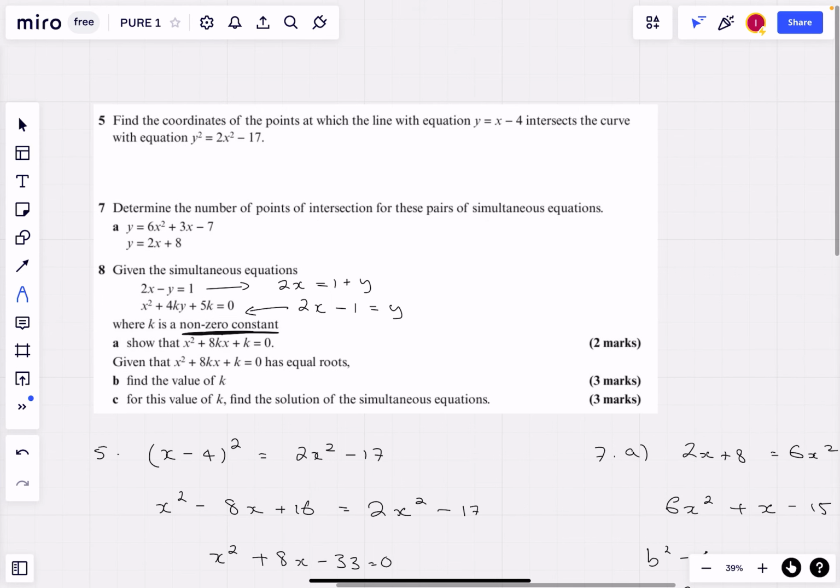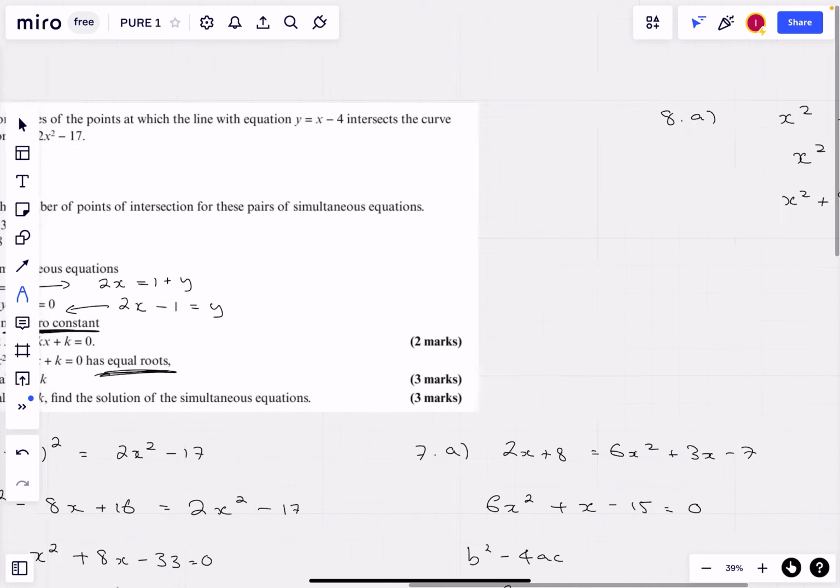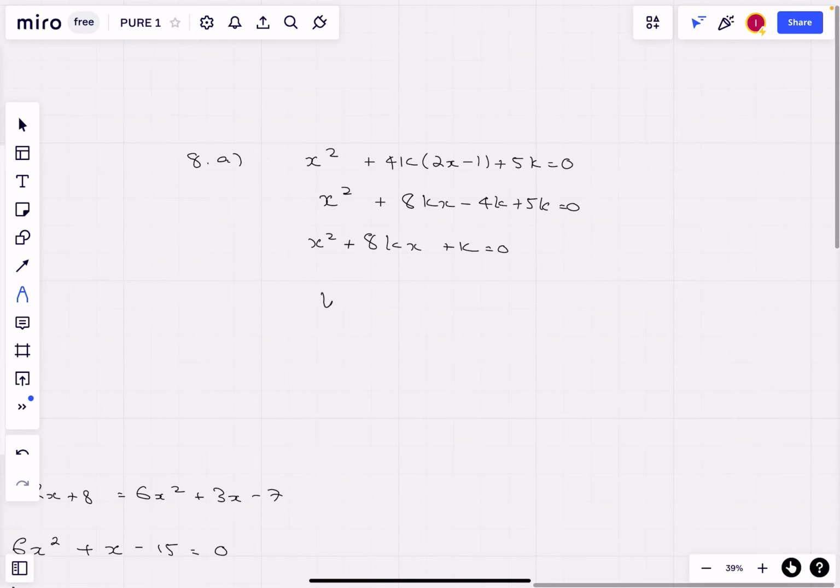I showed it. Given that blah blah blah has equal roots, which means our discriminant is equal to 0, find the value of k. Okay, b squared minus 4ac equals 0. a is 1, b is 8, c is k. Substitute those in. (8k) all squared minus 4 times 1 times k equals 0. 64k squared minus 4k equals 0.